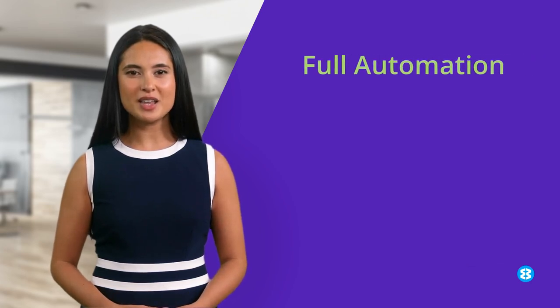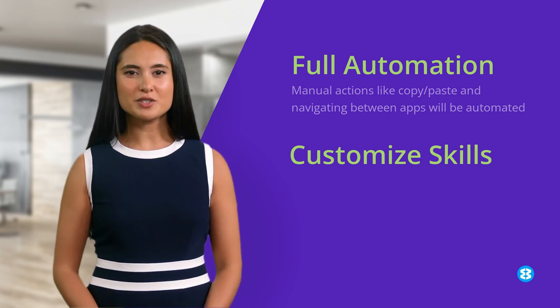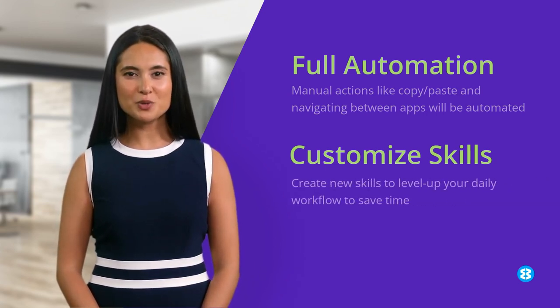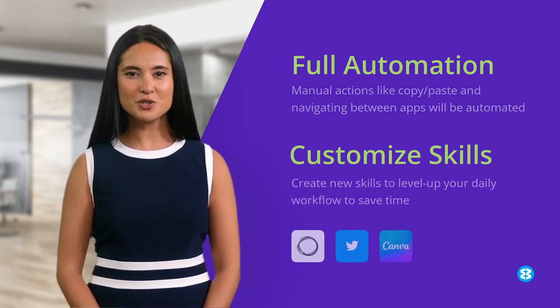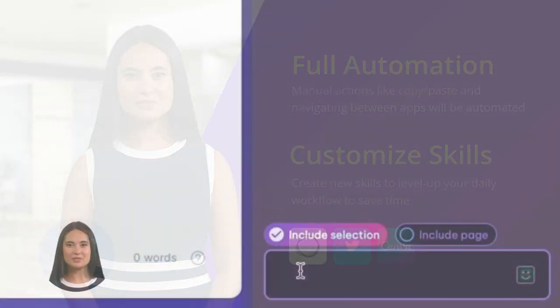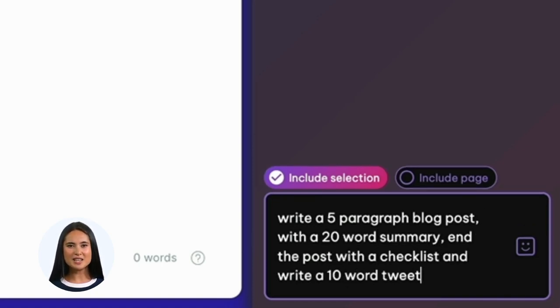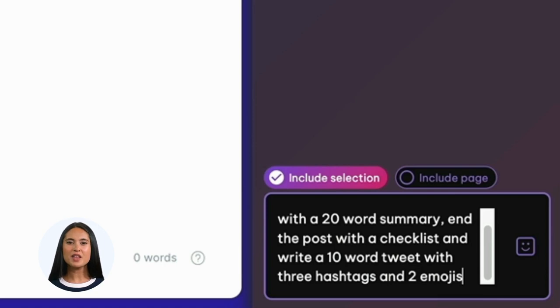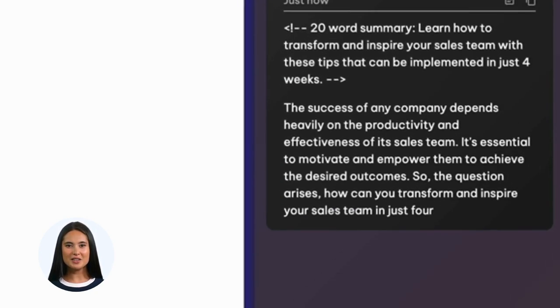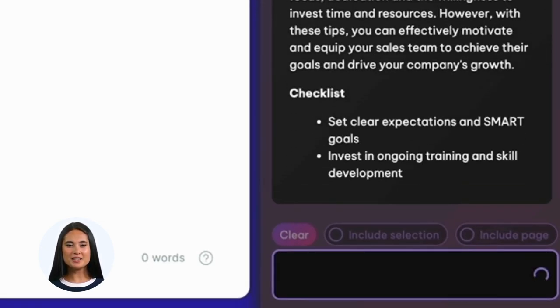AI is developing very quickly, and we're already working on automating manual actions like copy and paste and navigating between apps. And with built-in skills, you can already start to automate your workflows to save time and work faster. So let's try the workflow again, but this time using just one custom skill. This time, ask Brainbox for a blog post, summary, checklist, and tweet in one request. And Wavebox delivers the result instantly, which is pretty amazing. Ready for you to copy and paste into your blog post.